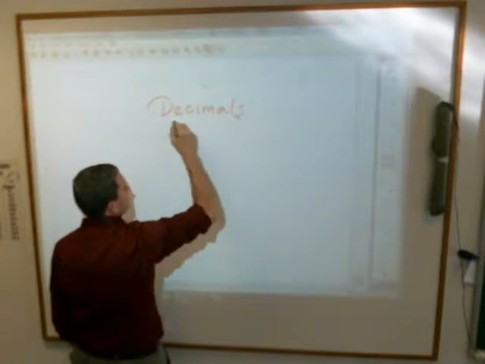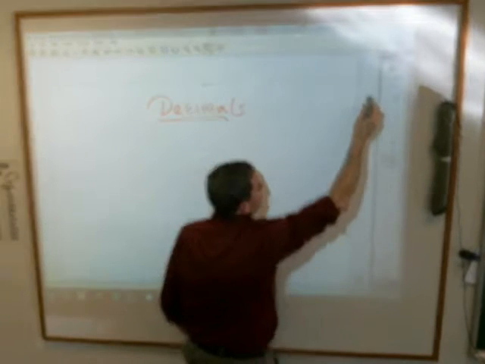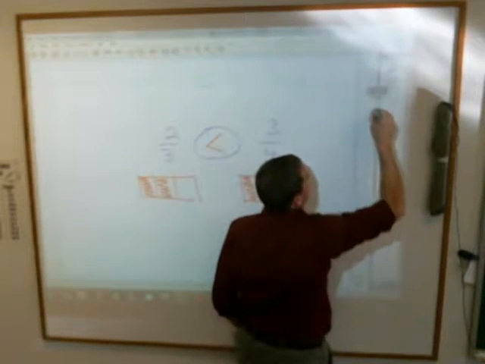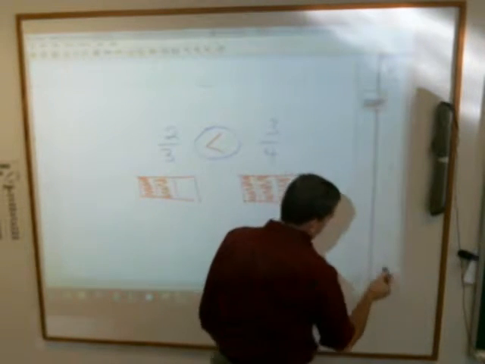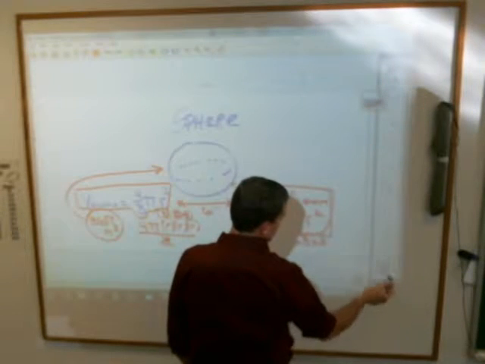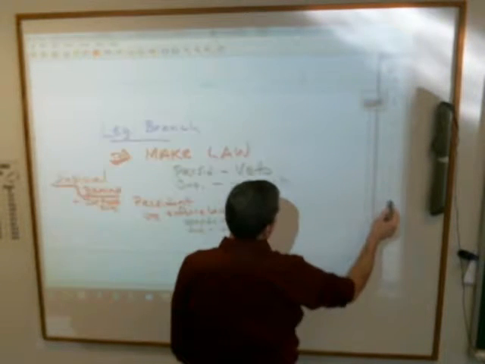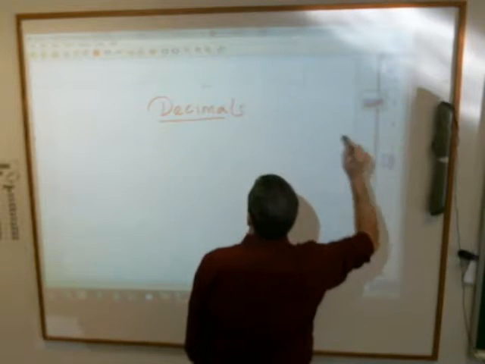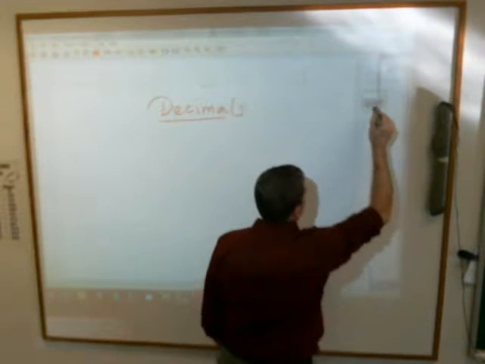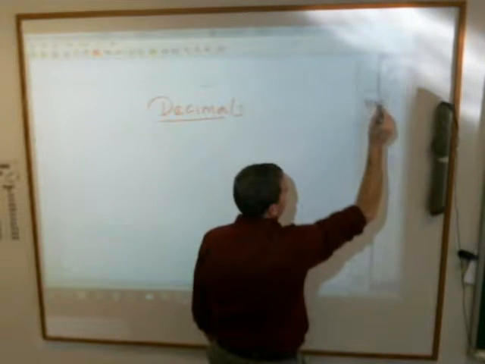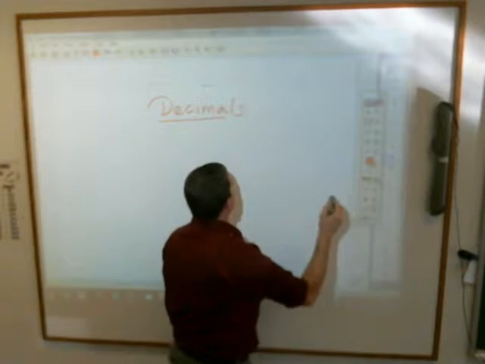Decimals. So let us say we have this number. That worked out well. Where did decimals go? I'll find it here somewhere. Okay, trained professional.